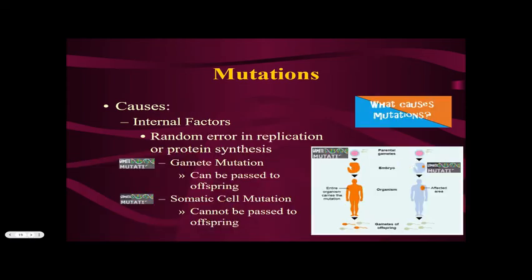Other causes would be internal factors, and these would be random errors that occur in replication or protein synthesis. Now, with these internal factors, it makes a difference where the mutation occurs. If it occurs in a gamete, that mutation can be passed on to the offspring. If the mutation occurs in a somatic cell, that will affect the individual, but it won't be passed on to offspring.